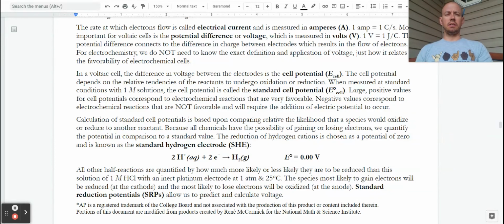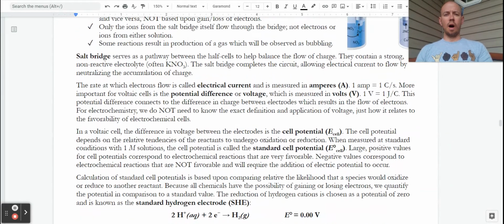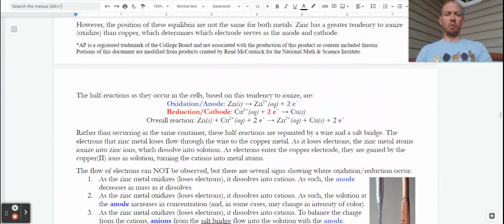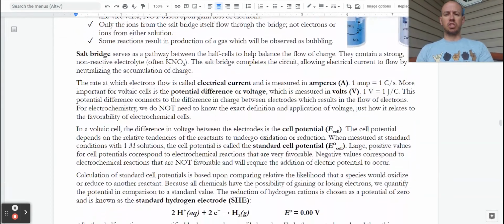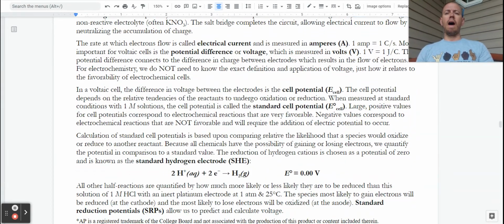So here we're going to talk a little bit more about the what and the why in terms of this and any other cell, in terms of why the electrons flow and what that means. Scrolling back down here, the rate at which those electrons are flowing or going through the wire is defined as electric current. That's measured in amps, and an amp is 1 coulomb, which is our unit of charge, per second.